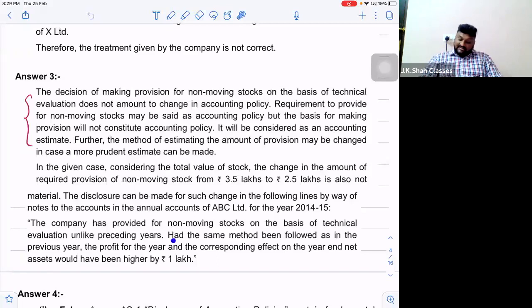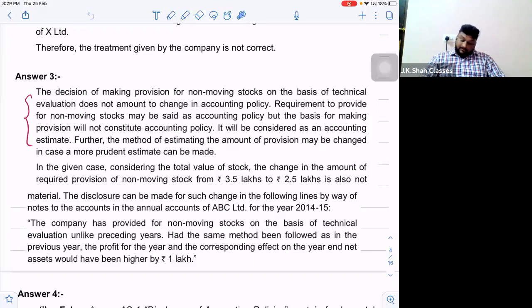So what they say, had the same method been followed as in the previous year, means if technical evaluation was followed in the previous year, the profit for the year and the corresponding effect on the year-end net assets would have been higher by 1 lakh. Means if you followed technical evaluation in the last year also, then your last year's profit and your net assets would have been greater by 1 lakh rupees. Because if your provision is only 2.5 lakh, your profit would have increased by 1 lakh and eventually your net assets would also have increased by 1 lakh.